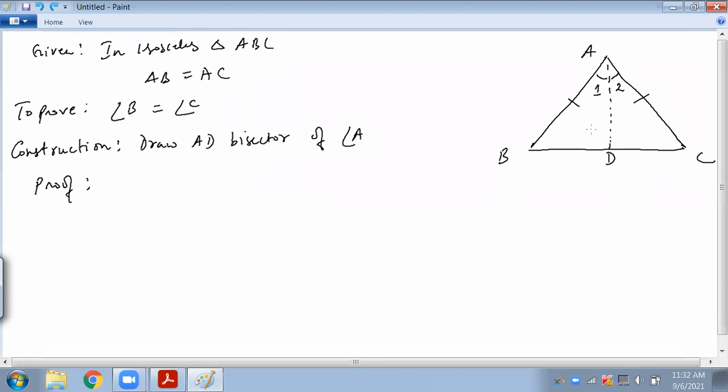If you can show these two triangles are congruent, then we can show angle B and C equal because they are opposite to the same side. Angle B is opposite to AD, angle C is opposite to AD. So to show this, we'll take the triangle ABD and triangle ACD, and we'll see what we have.